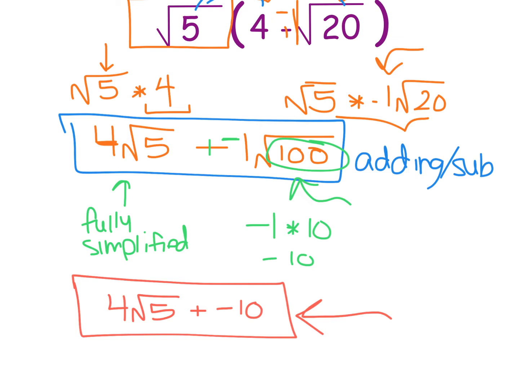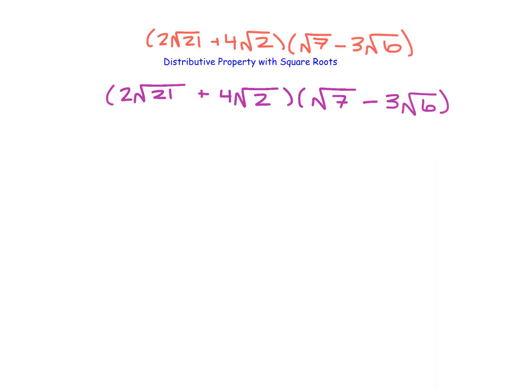So now let's take a look at something a little bit more complicated. If you look here, you'll notice that we have 2 sets of parentheses, each with 2 terms inside of them. So this is going to need to use big distribution. We're going to have to take everything in the first parenthesis and multiply it by everything here in the second parenthesis. So this is going to take multiplying and addition of square roots in order to fully simplify. So let's go ahead and give this a start.